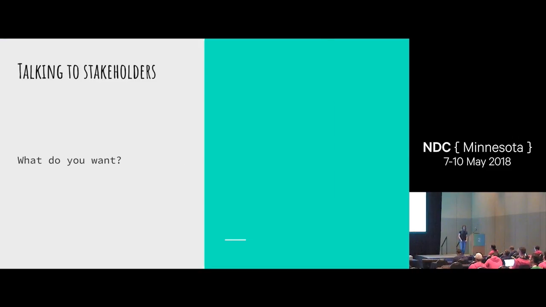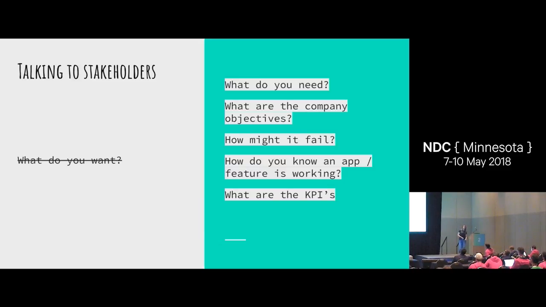Talking to stakeholders. Don't ask what they want. Like if you've got a toddler and you give them a choice between ice cream and broccoli, they probably need the broccoli. They're going to pick the ice cream. In fact, don't give me that choice. I'm going to pick the ice cream. Instead, frame your questions so you find out what they actually need.